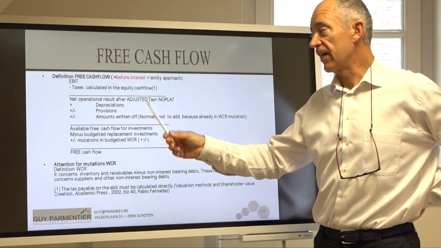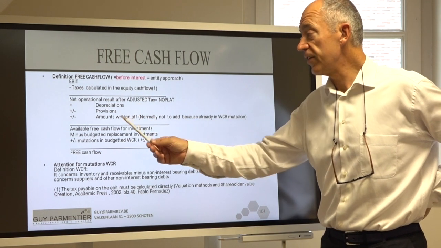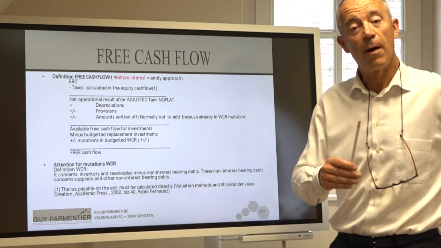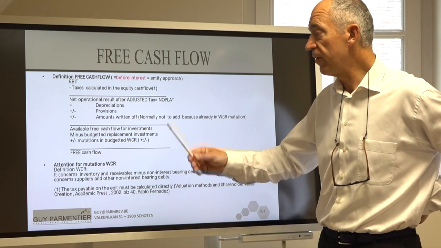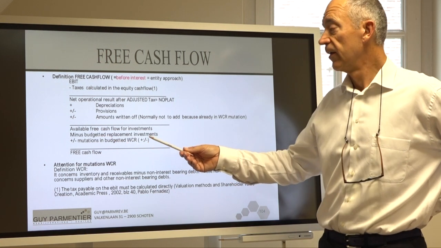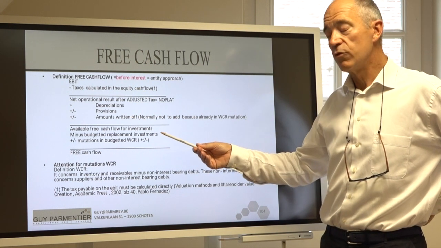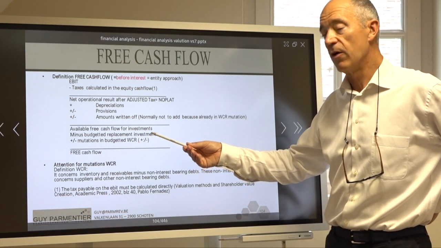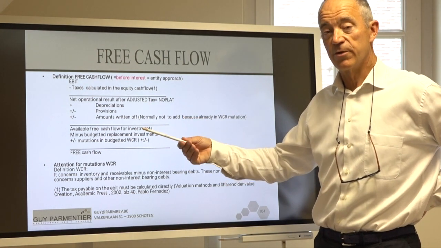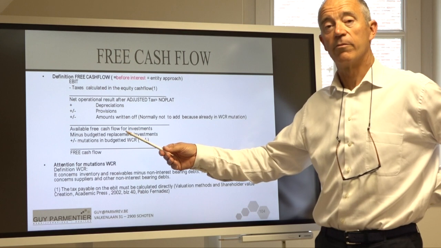Once you have deducted your taxes, do add your depreciations, do add your provisions, but normally you don't take in the amounts written off concerning customers or amounts written off concerning inventories, because they will be taken into account in the mutation of the working capital requirement. Once you have done this, and you have taken into account the mutation of the working capital requirement, the only thing you have to do is to deduct the average recurrent investments the company has to do to come to the free cash flow you need for your firm valuation.